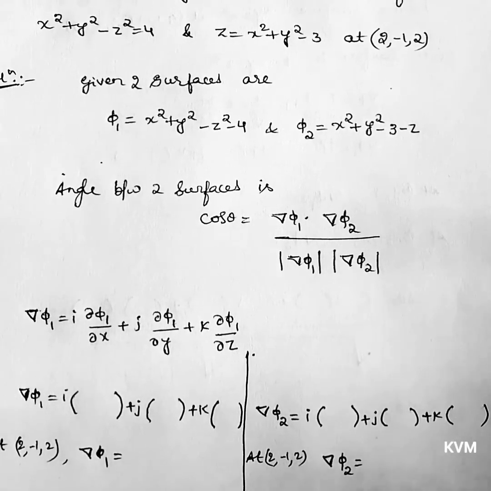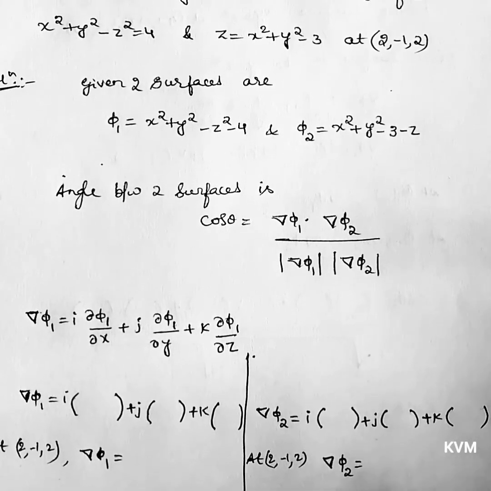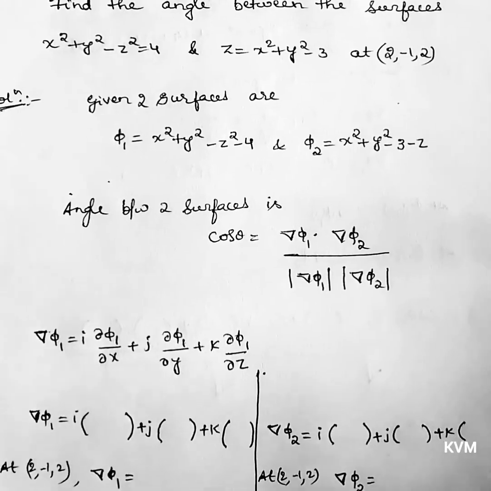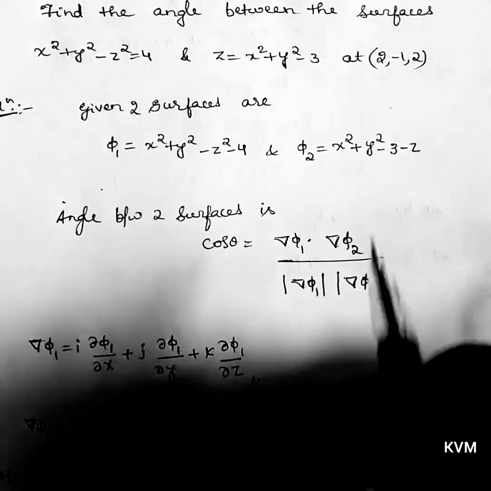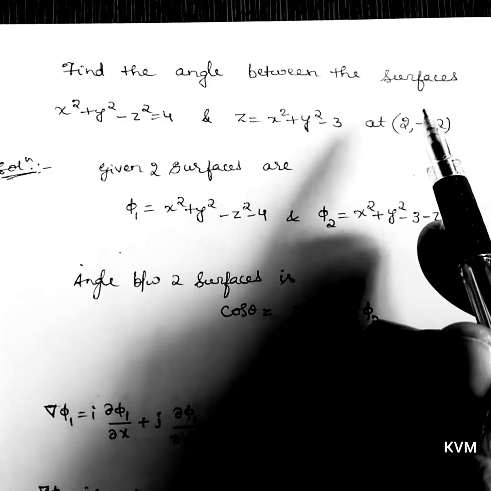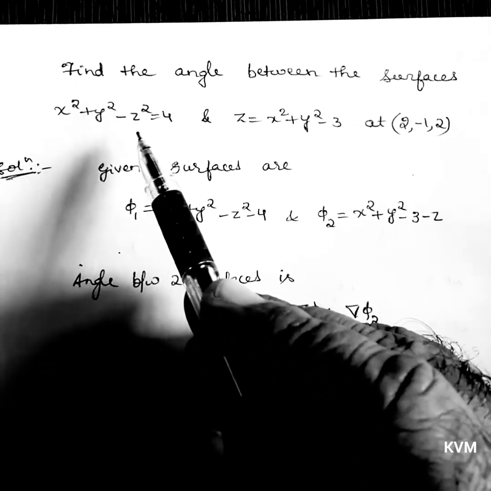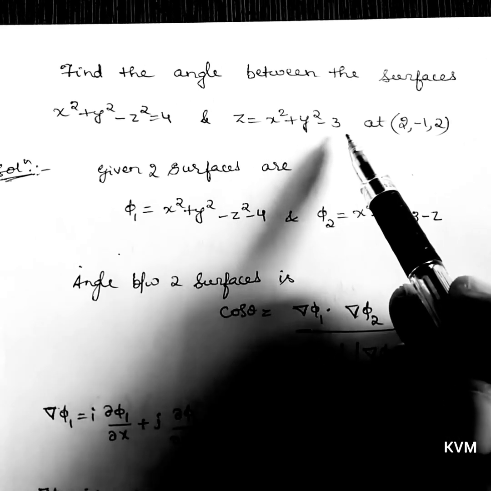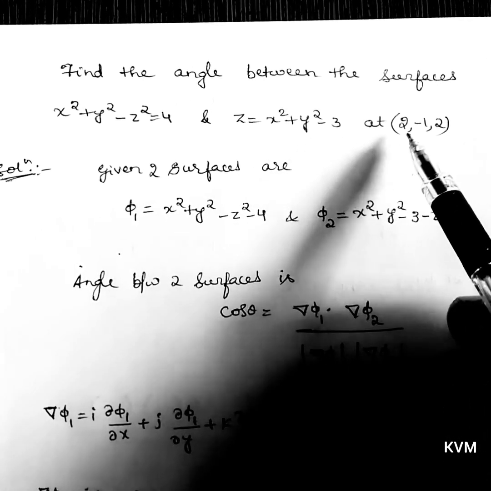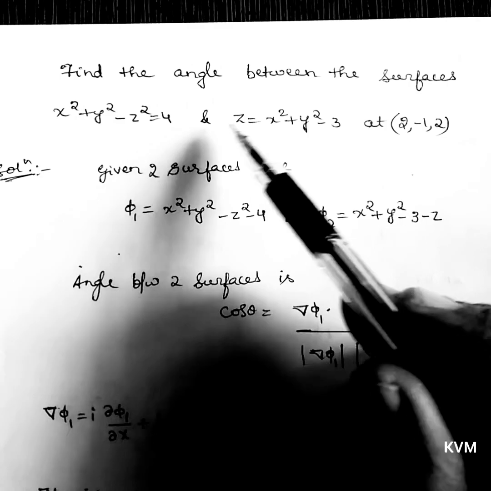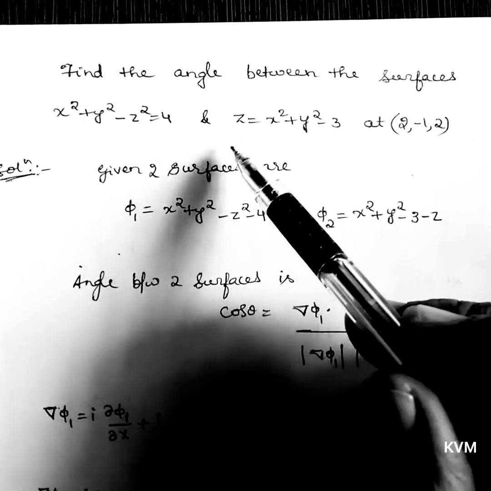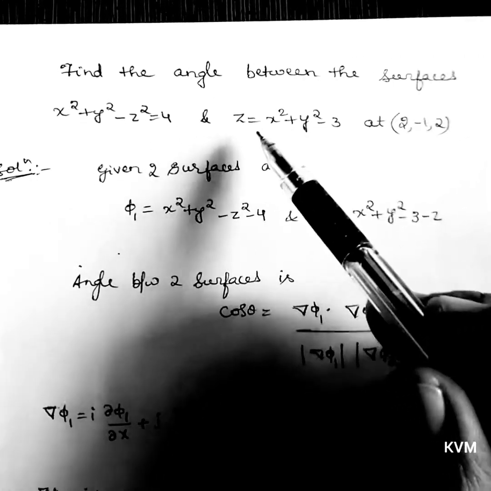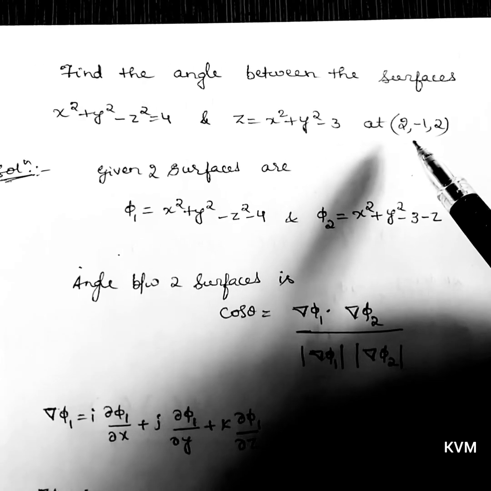Now let us solve some problems on angle between the surfaces. Find the angle between the surfaces x square plus y square minus z square equals 4 and z equals x square plus y square minus 3 at 2 comma minus 1 comma 2. So here two surfaces are given. We have to find the angle between these two surfaces at the given point.